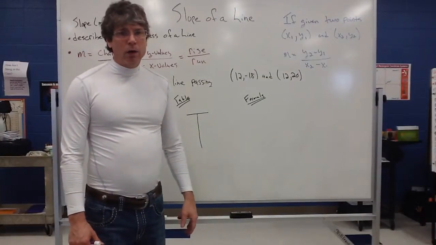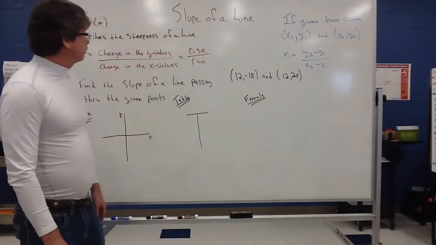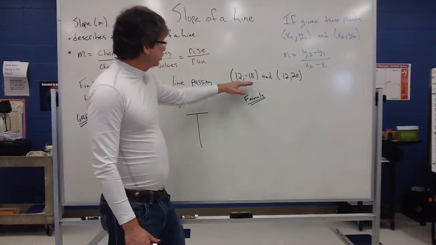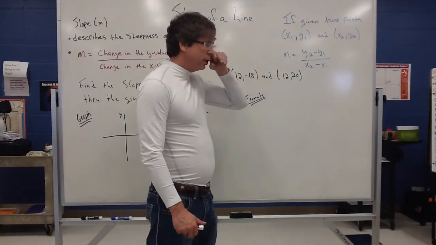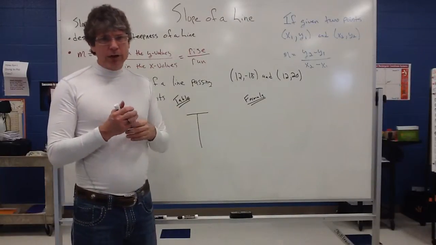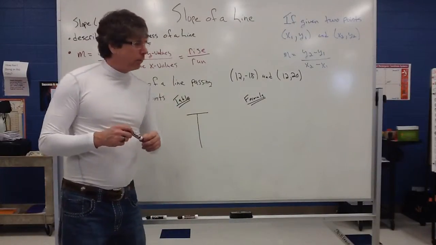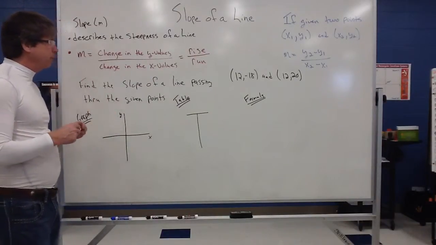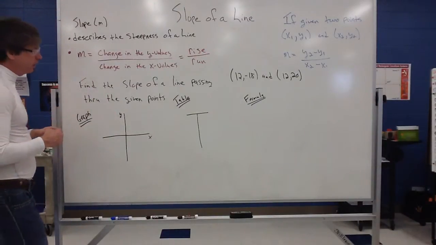So welcome back. We're going to do another slope of a line given points. This time the points given are (12, -18) and (12, 20). Notice again, graphing can be a little tedious if you're trying to do it by counting by ones. Now you could create creative scales, or you can just kind of freehand it all together.